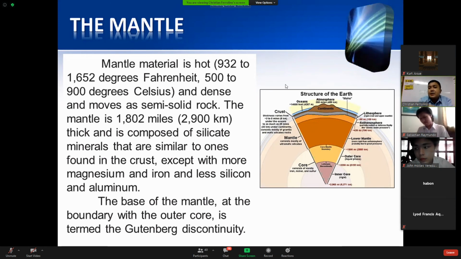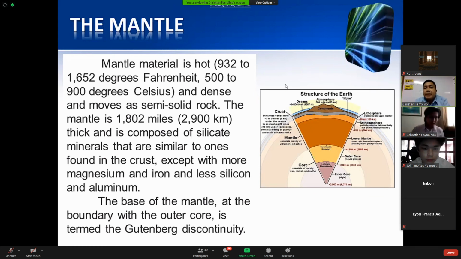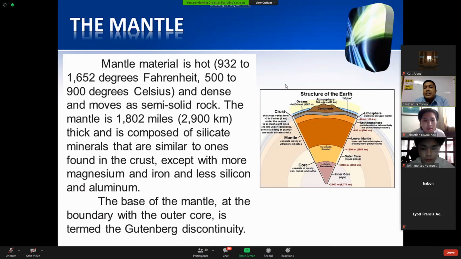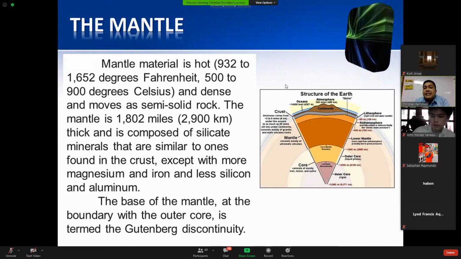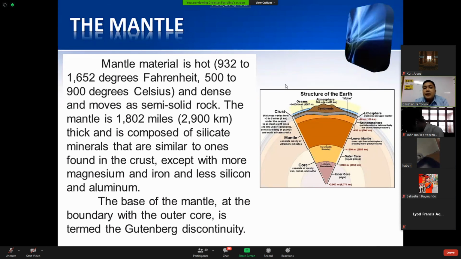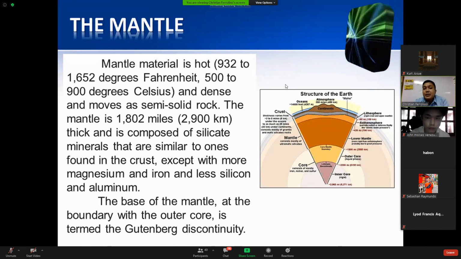Now, notice this one, class. The mantle is fundamentally composed of silicate materials similar to those found in the crust, except with more magnesium and iron and less silicon. Silicon kasi is mas nasa crust. So, mas marami daw siyang iron, magnesium, and less silicon and aluminum. Now, notice this one, class. Magnesium and iron are heavier than silicon and aluminum.